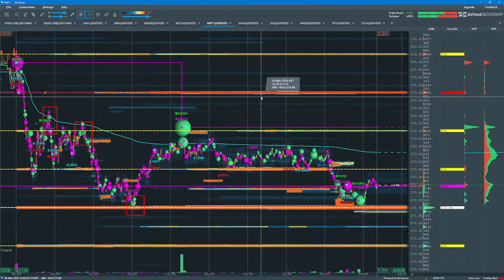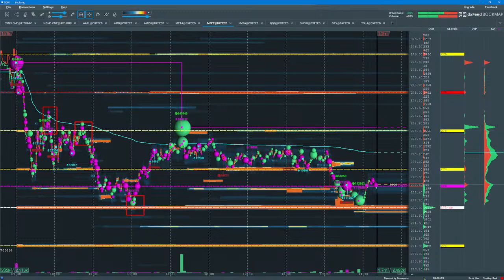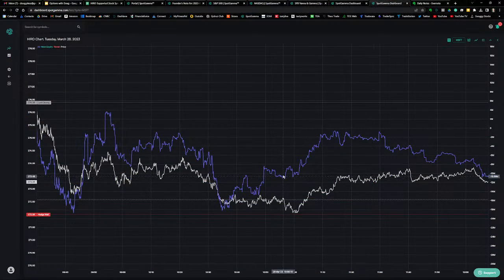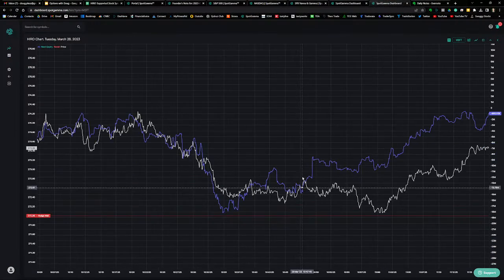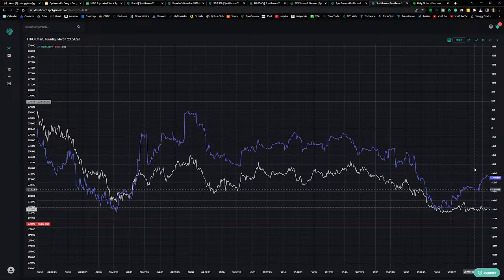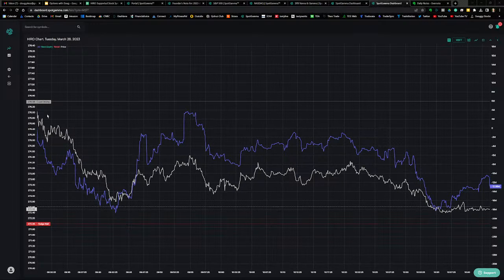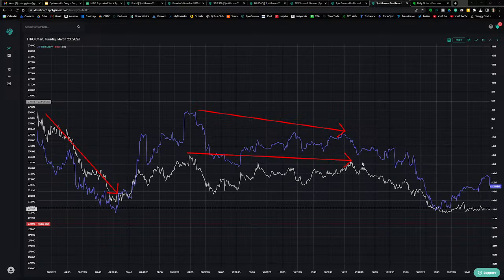And here it looks like I've marked the best setup being the short in the morning. Let's go back and take a look at Hero. We'll zoom in. So the first short, and then Hero makes a lower high, and price makes a lower high, then moves lower.